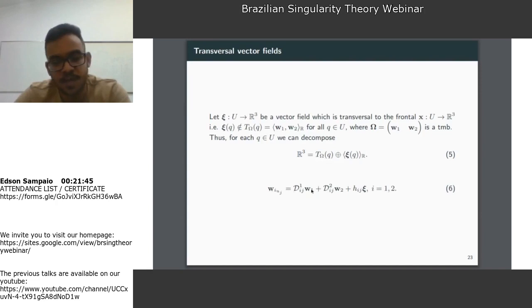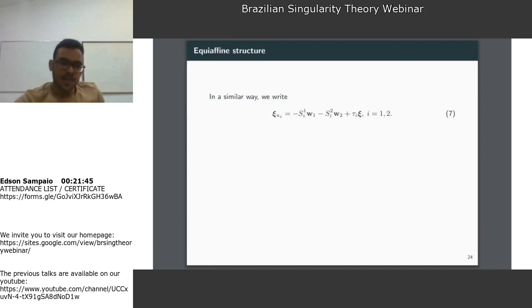I'm saying tangent because it belongs to the limiting tangent plane associated. So we have coefficients D_ijk, and in this transversal component, we have coefficients H_ij. Similarly, we can take the partial derivatives of the vector field C, and again, we decompose this into a component on the limiting tangent plane and a transversal component, with coefficients S_ij and coefficients τ_i here.